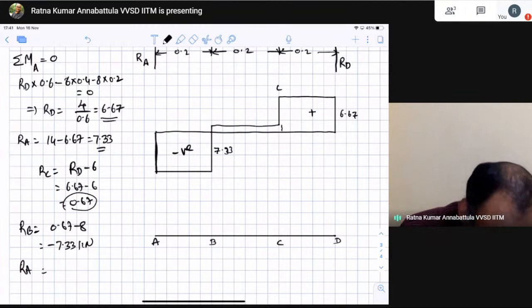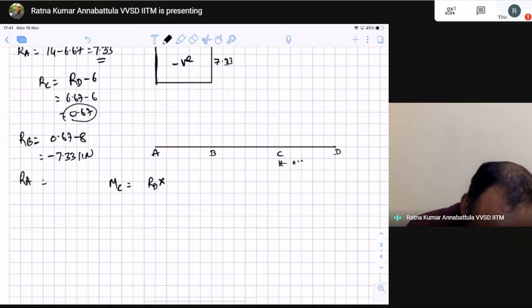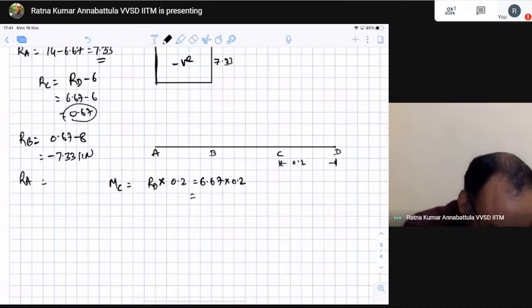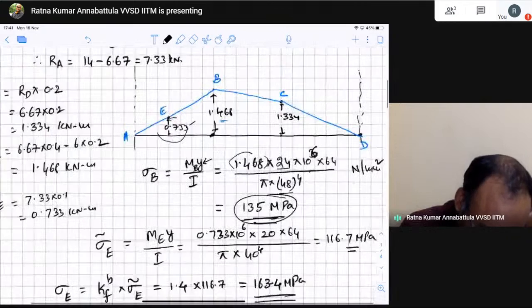And here at C, we have calculated that the bending moment at C will be RD times this distance. This distance is what? 0.2 meters. That is 6.67 into 0.2 that we have calculated, I don't want to recalculate, so 1.334.